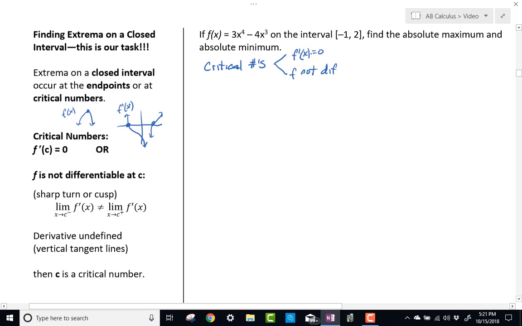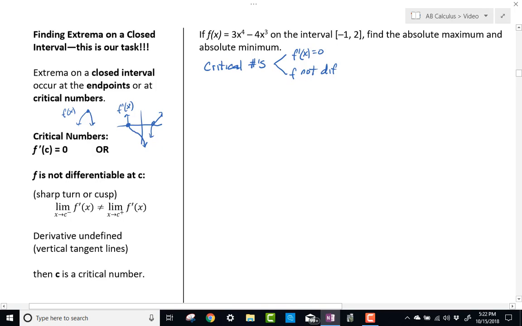But so f prime of x equal to 0, or f is not differentiable at a point. All right, so if we look at this one, critical numbers, this function is a polynomial function, and so f prime would be defined. We could actually find the derivative here, which we will in just a minute, but f prime is definitely possible at every value of x here. So there's no place on here where f is not differentiable.